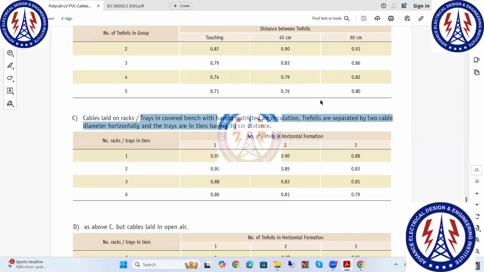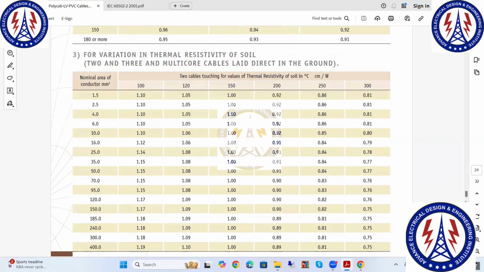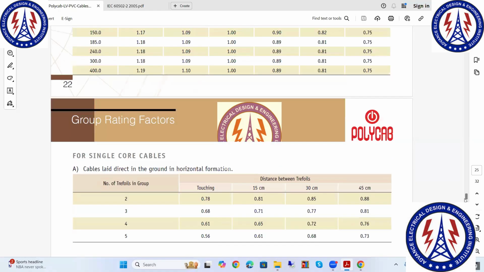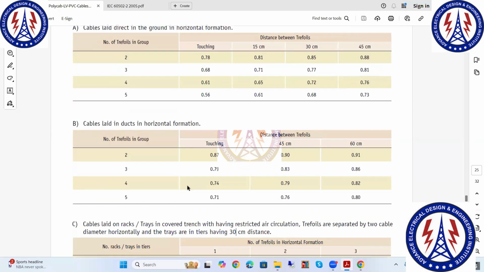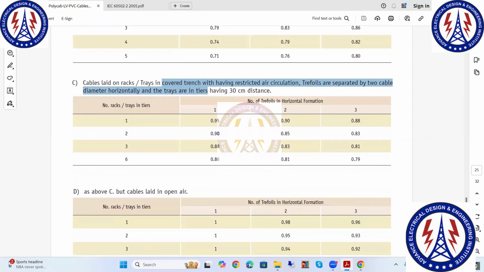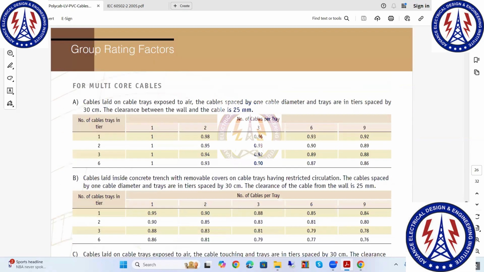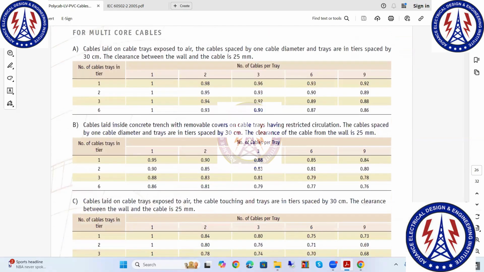Like this. Twice the diameter. So this is for the cable laid in ground, single core cable. This is in the duct. This is in the trench with tray. And it's in the open air. Now it's a multi-core cable.